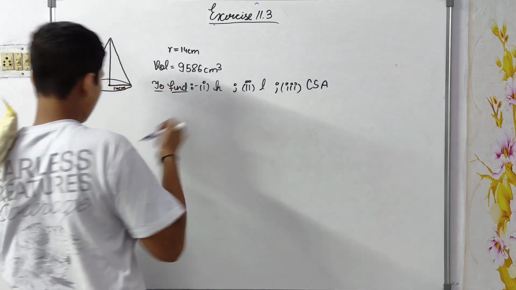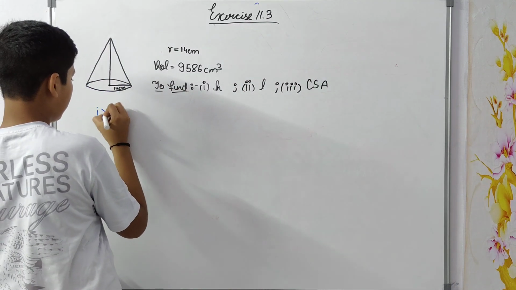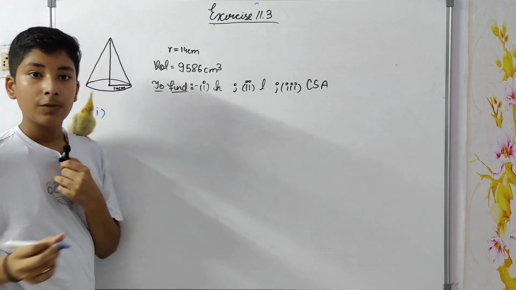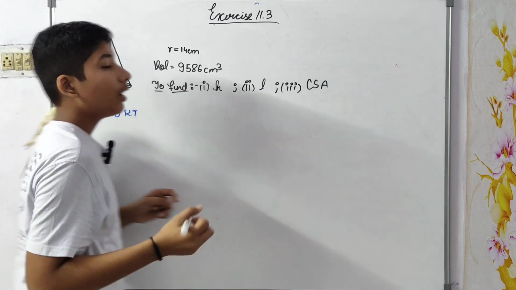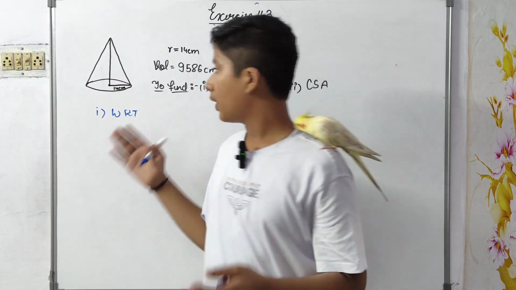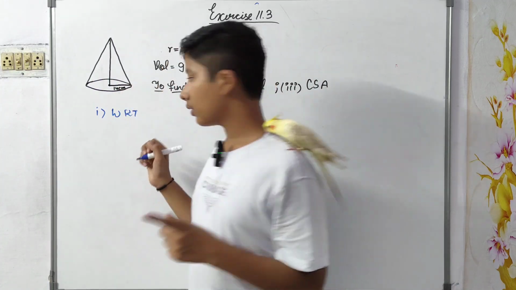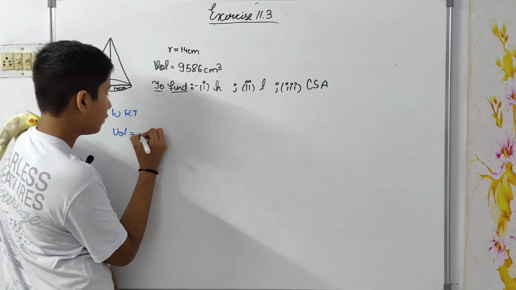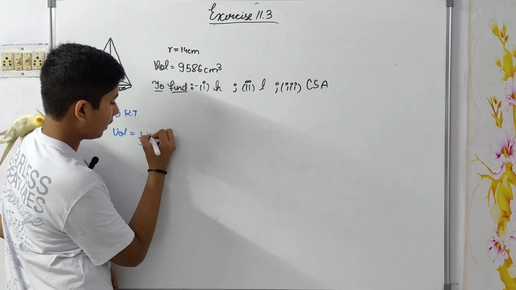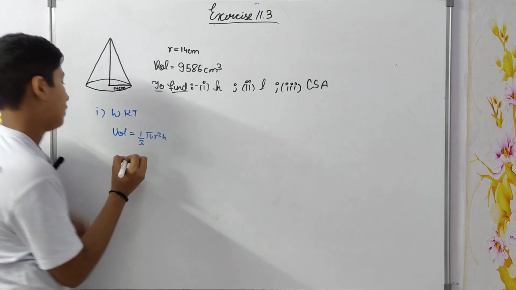Okay, so first one, volume. We know that I told you that always you have to apply the formula in this exercise of cone volume only. Volume equals to 1/3 pi r square h.